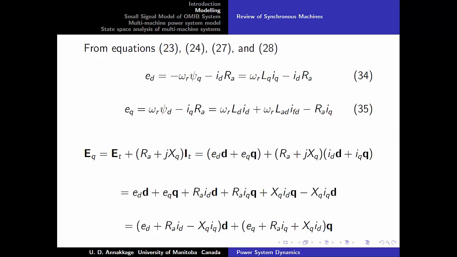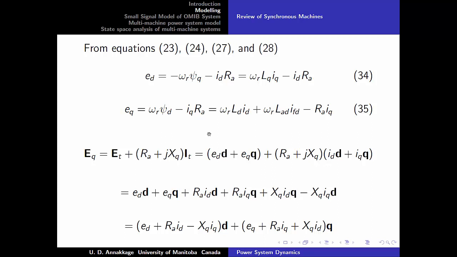We can manipulate previously derived equations 23, 24, 27 and 28 to show that ED and EQ can be expressed as equations 34 and 35. Students should do this as an exercise.